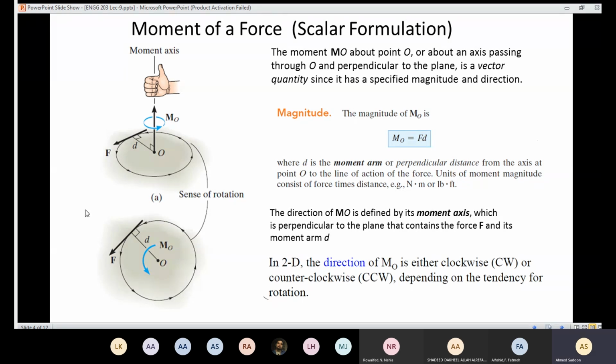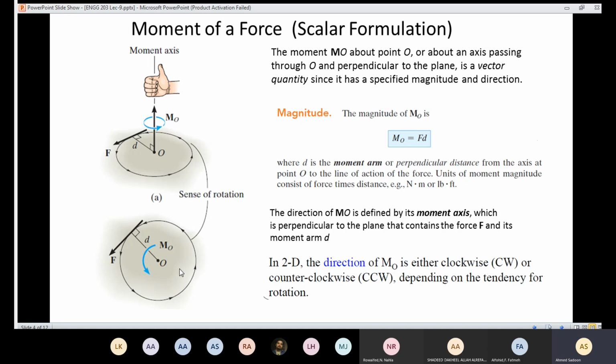If we are going to deal with 2D, so if we are looking from the top, then we are dealing with a 2D problem. In that case, the direction is either clockwise or counterclockwise. It depends on the tendency of the rotation. So if that force was in the opposite direction, then I'm going to have a moment which is in the clockwise direction.